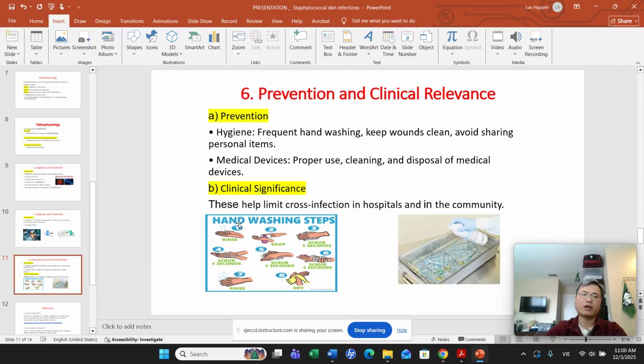Here are the hand washing steps, and this is cleaning medical devices.